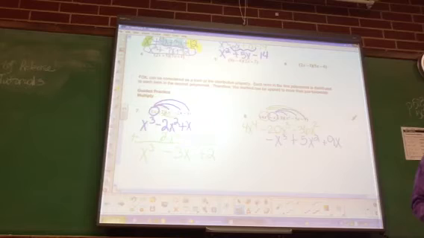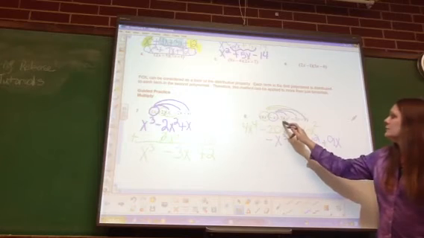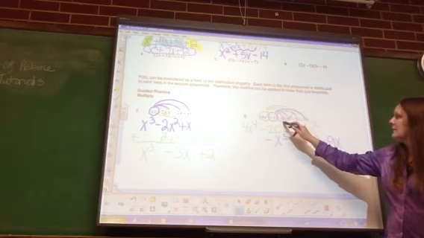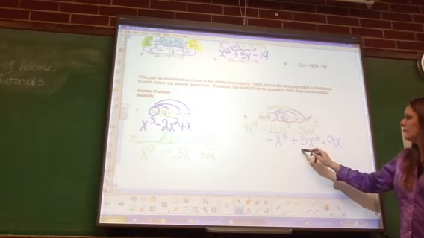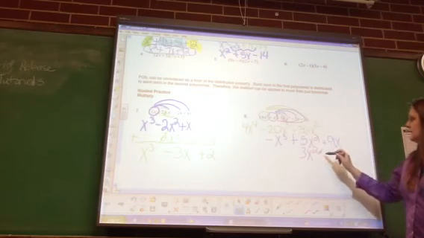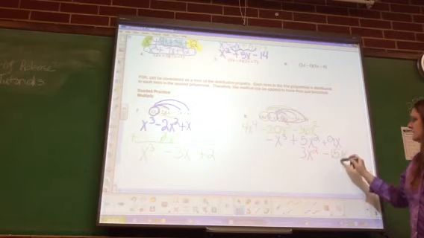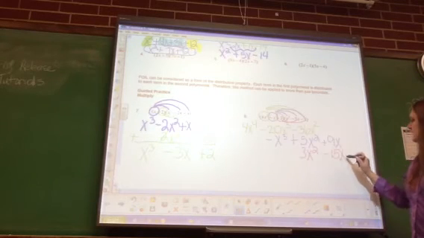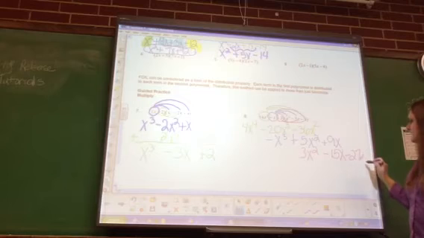Okay, now we got the 3 left. I know it's long, it's tedious, but it's really not hard. We've done all the parts before. We're just putting them together. So we're going to take 3 times everything in here. Well, 3 times x squared is 3x squared. 3 times negative 5 is negative 15x. And 3 times negative 9 is negative 27.